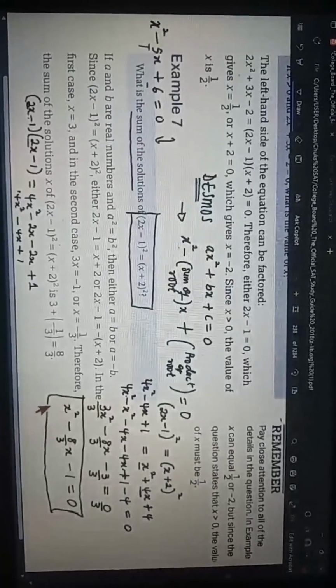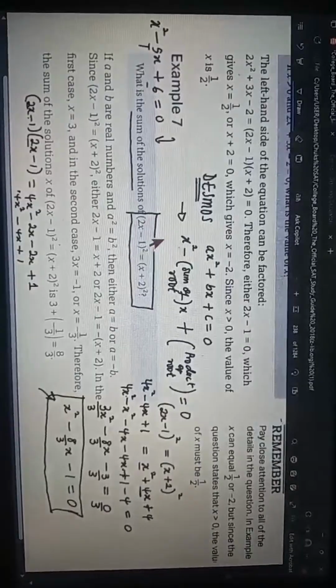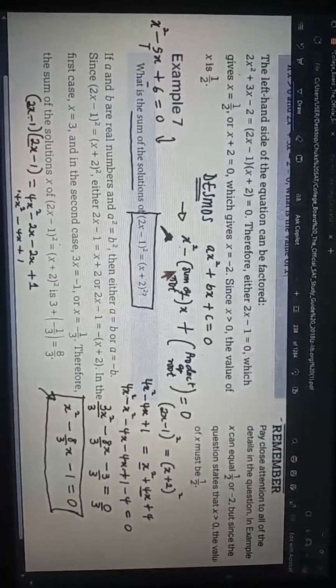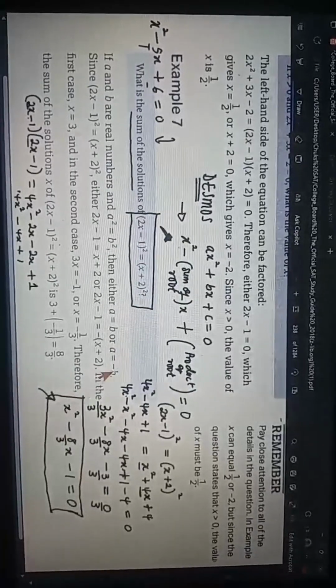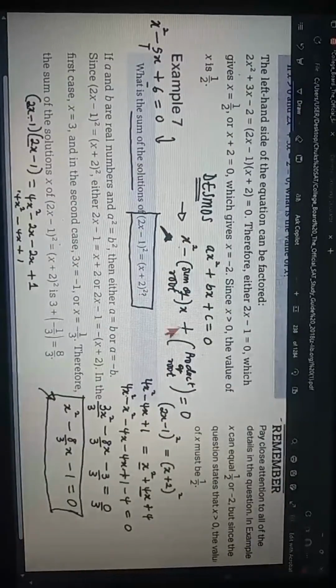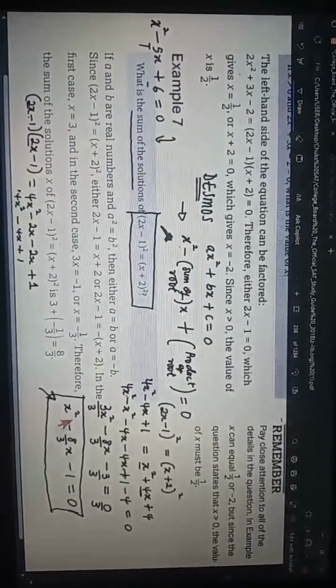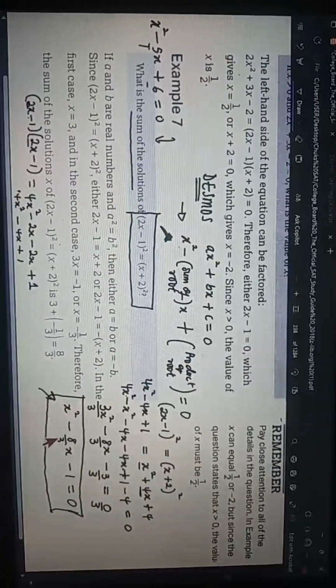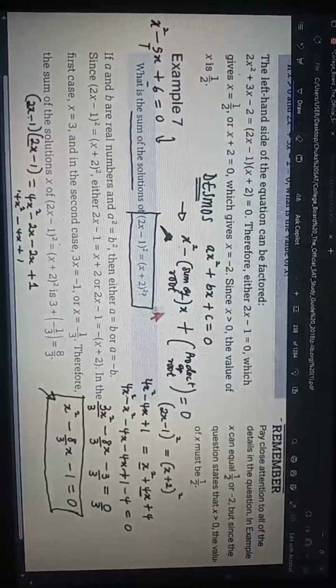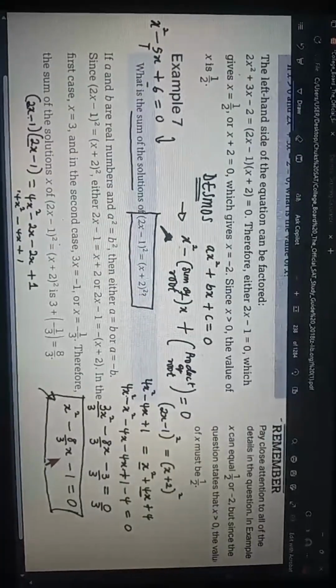And now if you compare this equation right here and this equation right here, what do you think would be the sum of the solution, or the sum of the root? I want you all to compare these two equations. This is the equation I showed you earlier, and this is what we have right now after simplifying. So what do you think will be the sum of the solution or the sum of the root? Please put it down in the comment section.